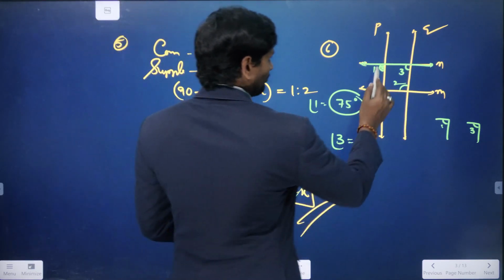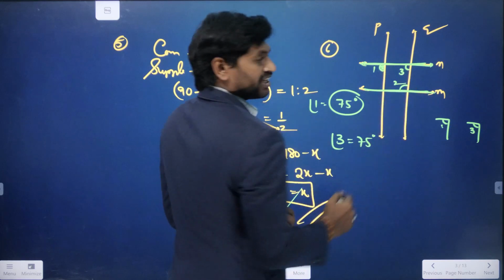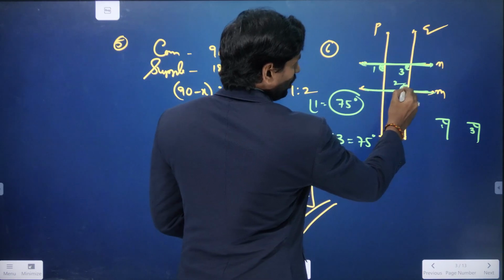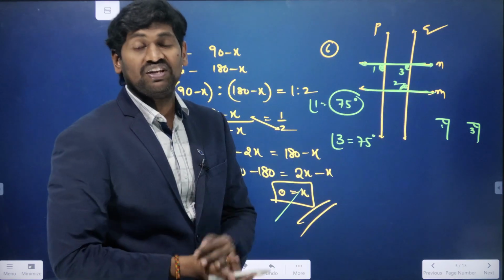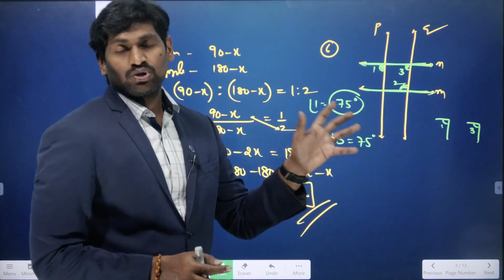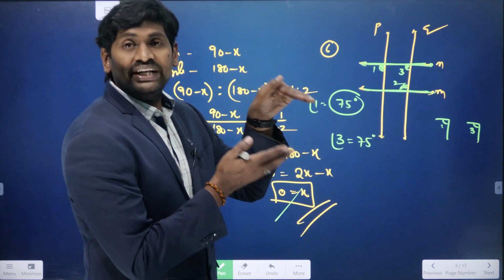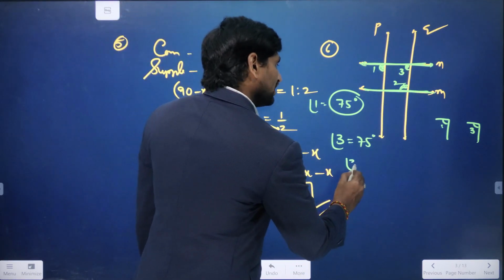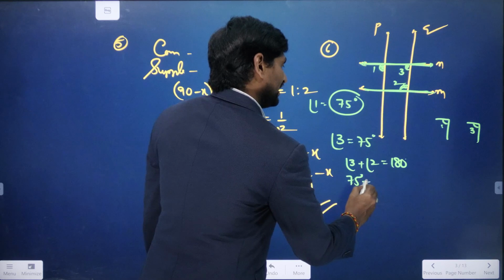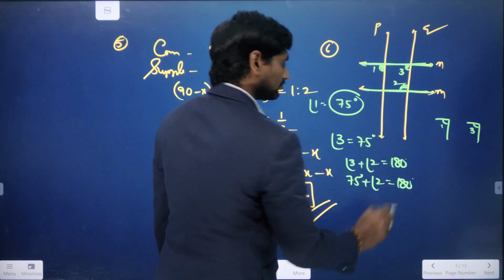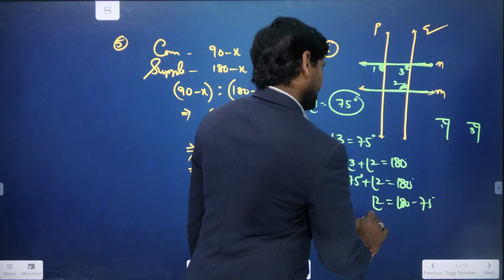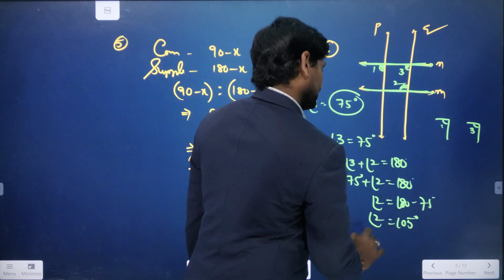Now while you are observing here, M and N are parallel lines. Now Q will be the transversal this time, and both 3 and 2 are on the same side of the transversal at distinct points. So we can consider these two are co-interior angles, and we know that the sum of co-interior angles is 180 degrees, and we know angle 3 is 75. Transpose 75 to that side, minus 75, then angle 2 is 105 degrees.